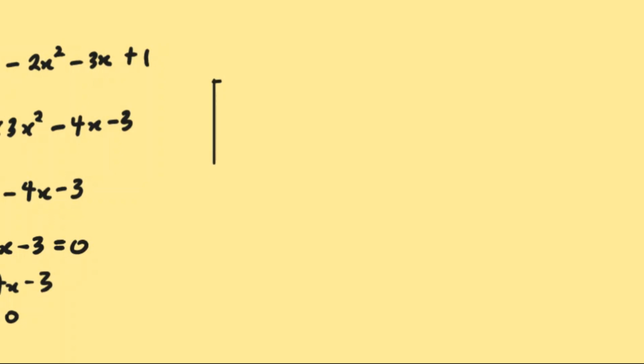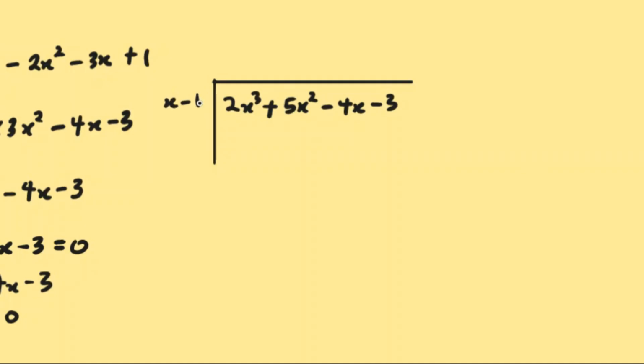So now, what it means is that if we create a division, we have the polynomial 2x raised to the power of 3 plus 5x raised to the power of 2 minus 4x minus 3 being divided by x minus 1. So x into x raised to the power 3 will give us 2x raised to the power of 2. 2x raised to the power 2 times x gives us 2x raised to the power of 3. 2x raised to the power 2 times 1 gives us minus 2x raised to the power of 2.